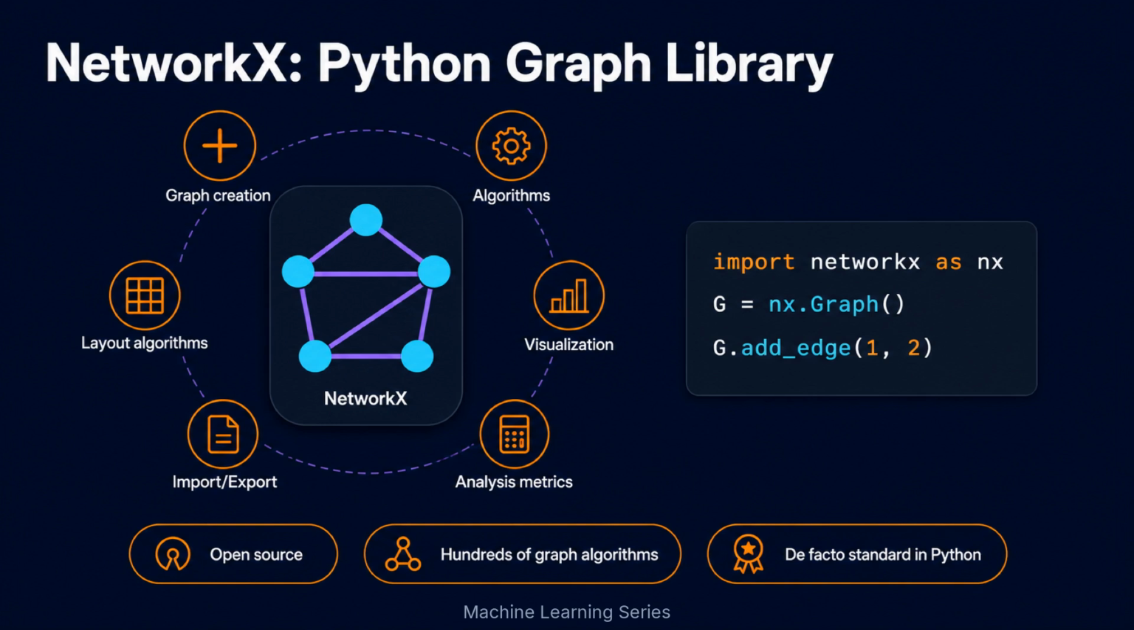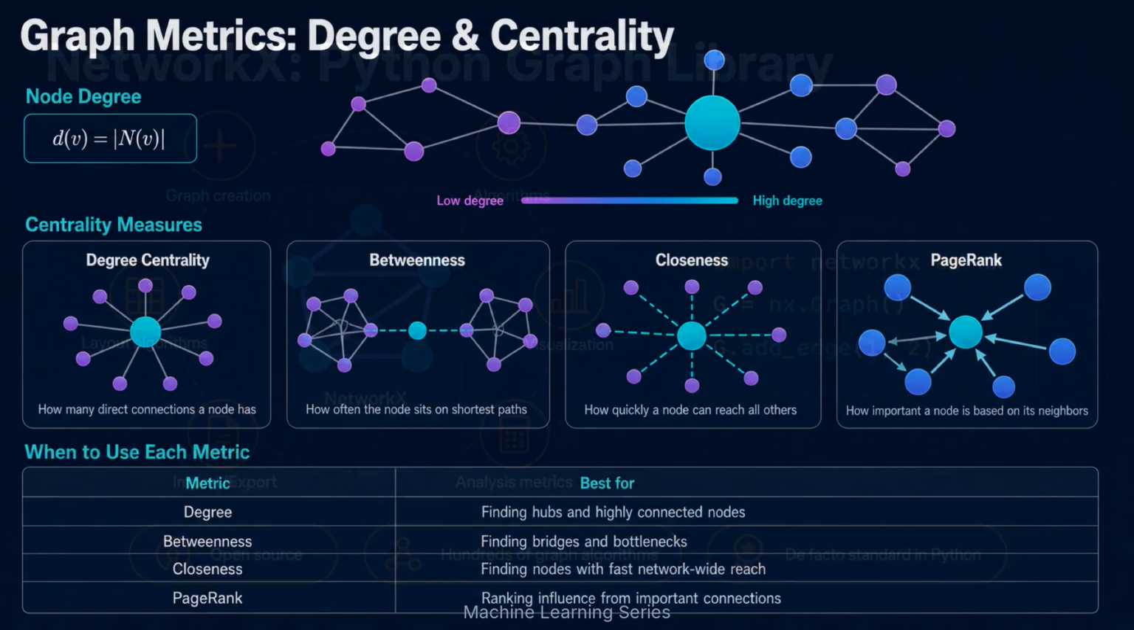It supports directed, undirected, and multigraphs, handles node and edge attributes, and integrates beautifully with NumPy and Matplotlib for numerical operations and visualization. While it's not the fastest option for massive graphs, its ease of use and comprehensive feature set make it perfect for prototyping and analysis. Graph metrics help us understand network structure.